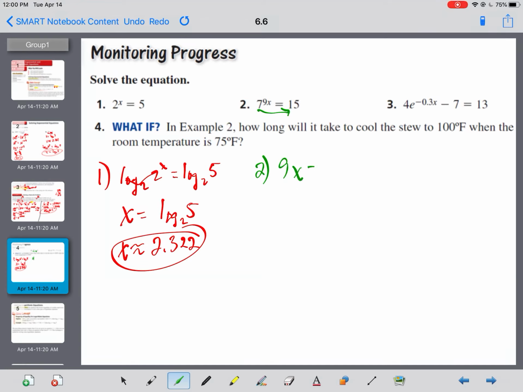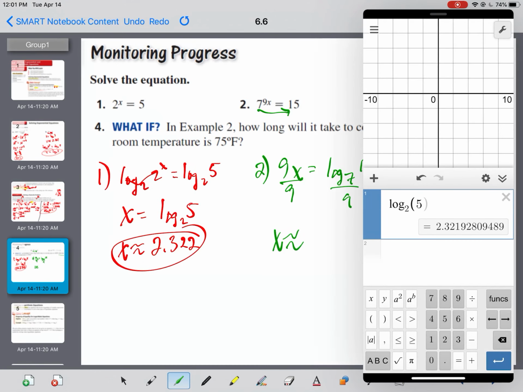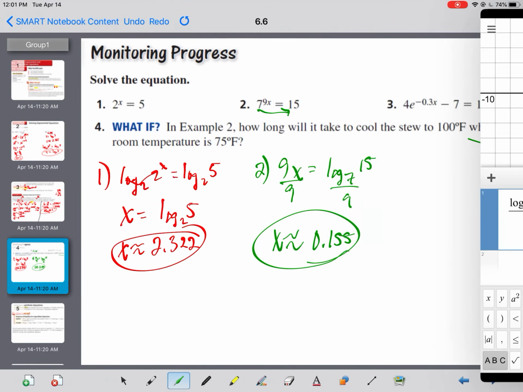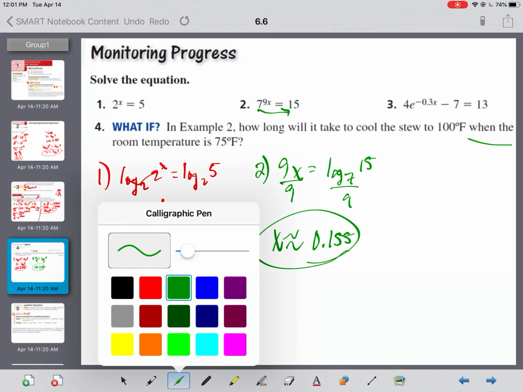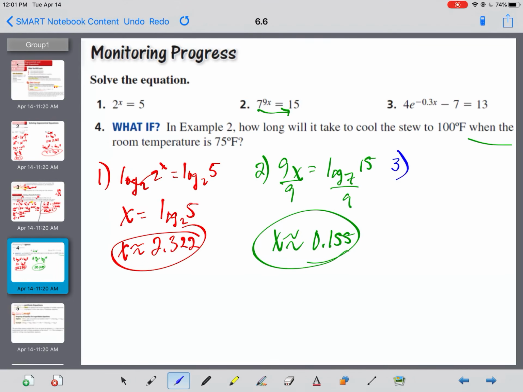And let's change colors to do number 2. 7 to the 9x equals 15. I'm just going to do the move-over kind. 9x equals log base 7 of 15, because there's not a way to make a 15 a 7. Then divide by 9. x is approximately log base 7 of 15 divided by 9, approximately 0.155. Very good. And let's try number 3 now.